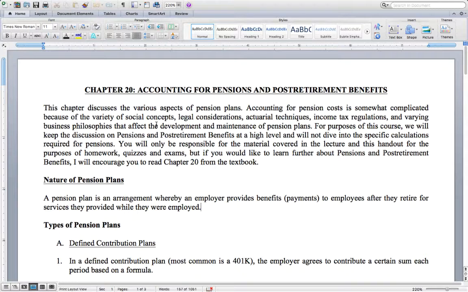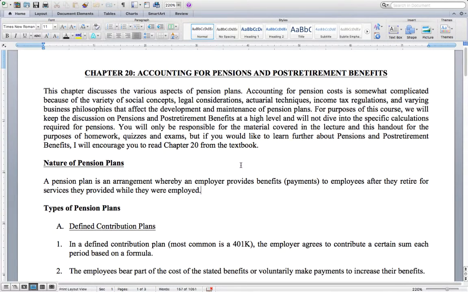If you would like to learn more about pensions and post-retirement benefits, I encourage you to read Chapter 20 from the textbook. This will not only help reinforce some of the concepts that we're going to cover in the lecture today, but also provide you some beneficial information that will apply to your current employment or future employment as you begin to start thinking about your own retirement and the type of plans that your employer may offer. So let's go ahead and dive right into it.